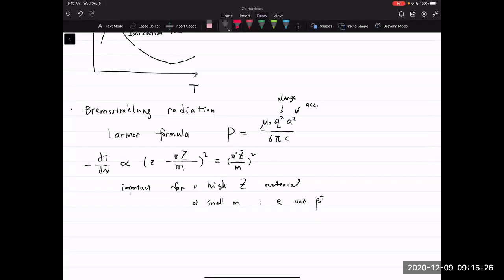And for heavy charged particles, this effect is much less. In fact, oftentimes it is negligible. So Bremsstrahlung radiation is only important for light charged particles like electrons, and high Z materials.